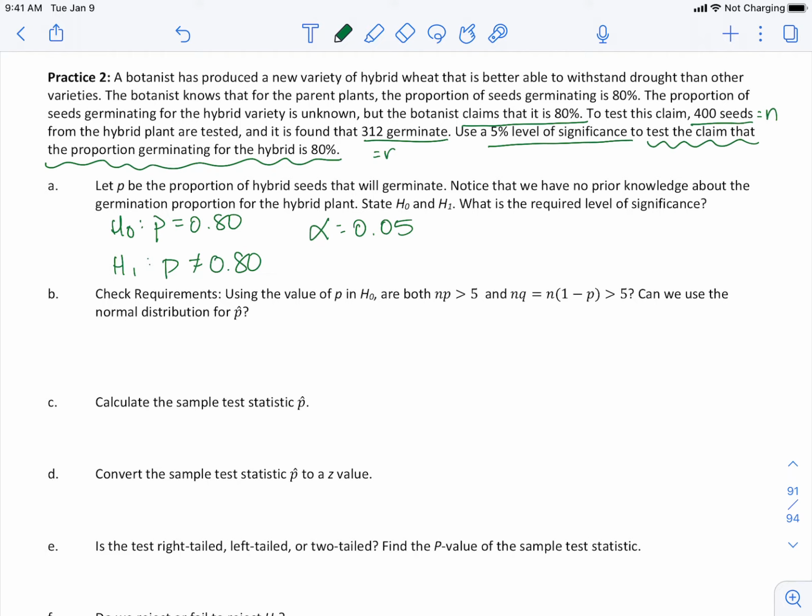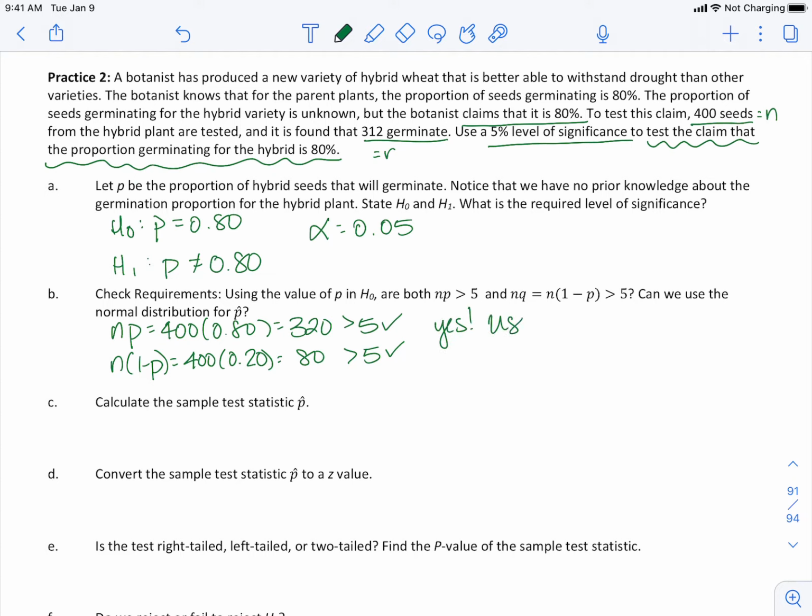All right, check our requirements. So we have our N times P. So this is going to be 400 times 0.8. That gives us 320, which is greater than 5. Then we have to check N times 1 minus P. 400 times 0.2, which is 80, which is also greater than 5. So yes, we can use the standard normal distribution.